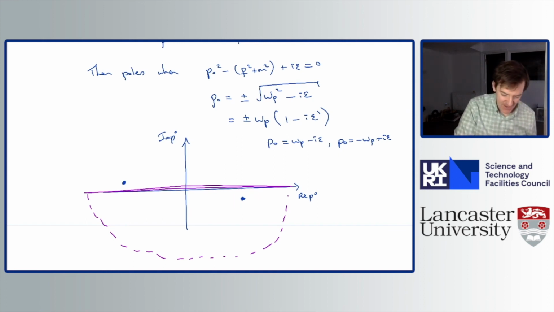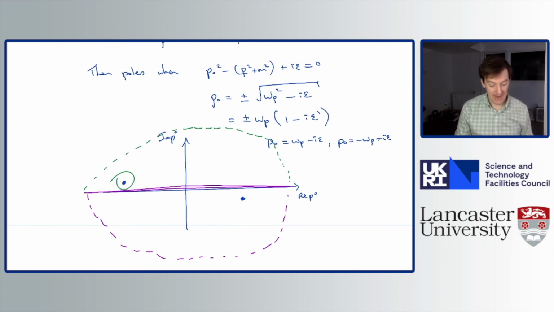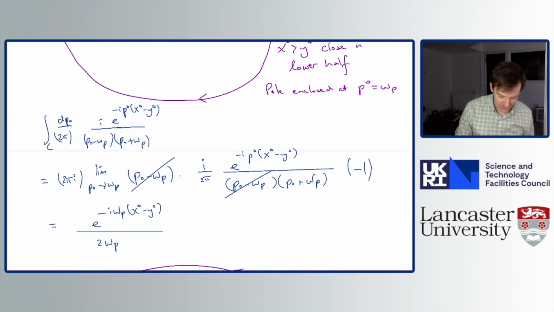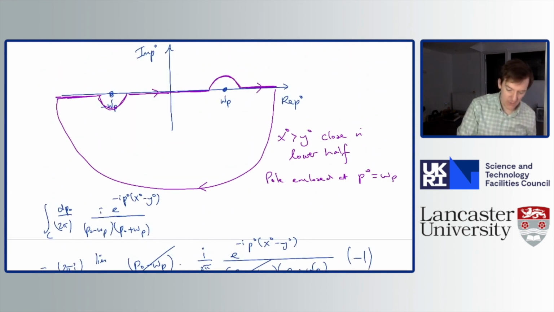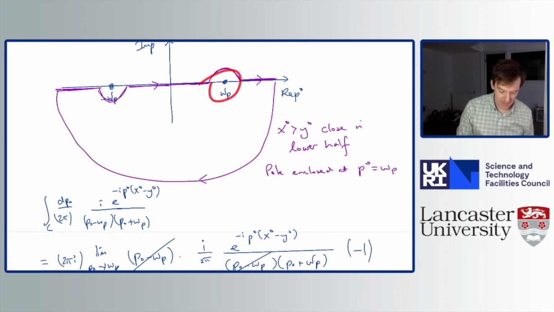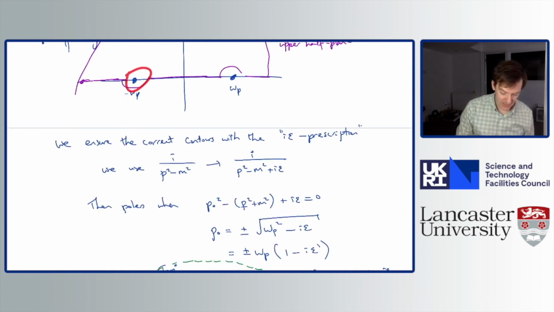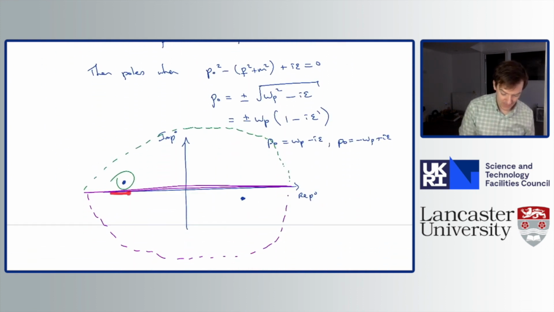And if I enclose the contour the other way, in the upper plane, in this case, I would enclose, again, the pole that we wanted. So this gives us exactly what we had before. When I take the contour in the lower half plane, I end up with the pole at positive omega p. And when I take the contour in the upper half plane, I only enclose the pole at negative omega. This prescription does that automatically.